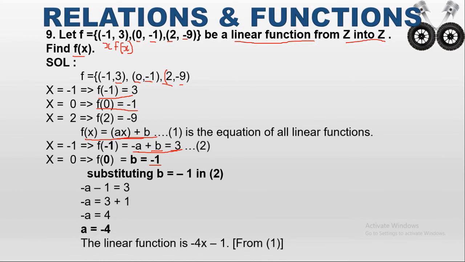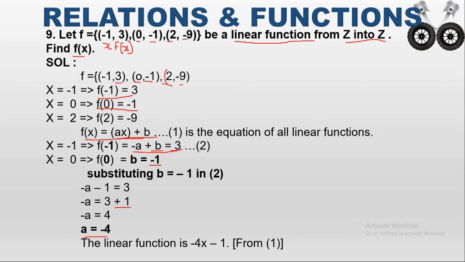So I have to bring the minus 1 to the RHS. In LHS it is minus 1. Whenever it comes to the RHS it becomes plus 1. So minus a equal to 3 plus 1. So that is minus a equal to 4. That is a equal to minus 4.